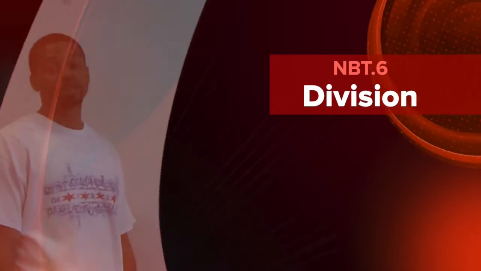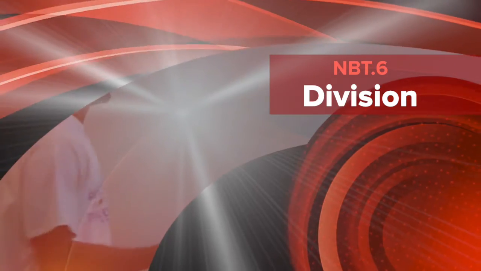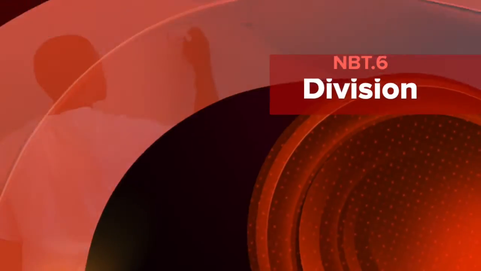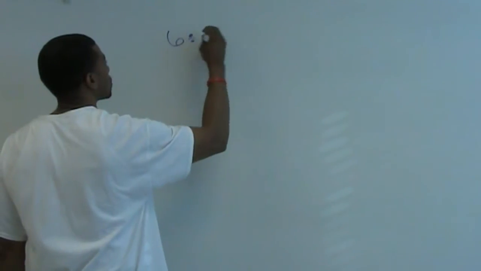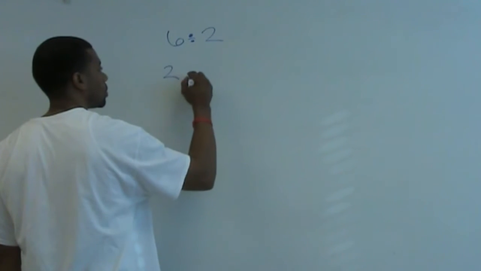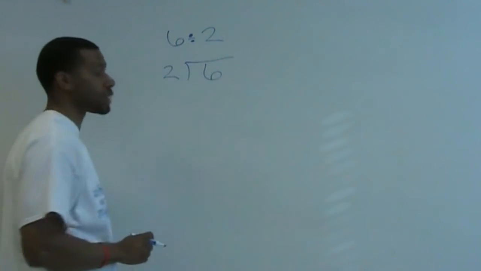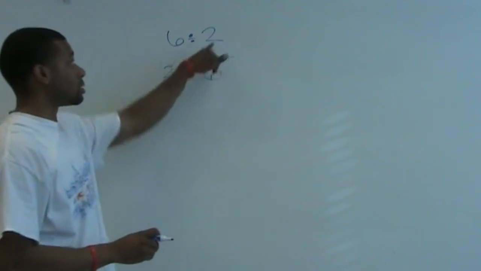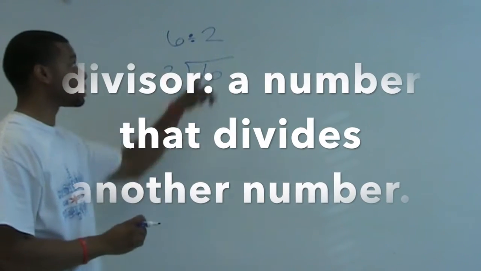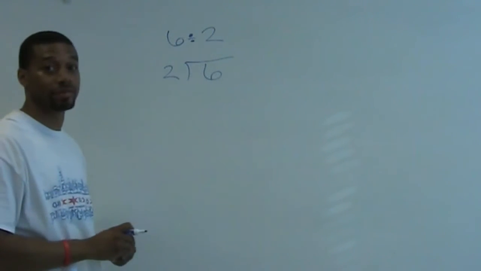Now we're going to move to standard NBT6. NBT6 is division. If we have 6 divided by 2, it can also be written as 2 on the outside of the house and 6 on the inside of the house. The 2 is the divisor, meaning this is the number that we're going to divide this number by. The 6 is the dividend.